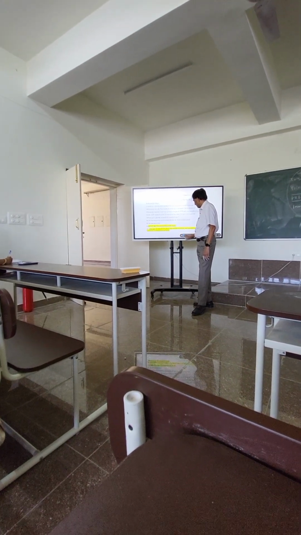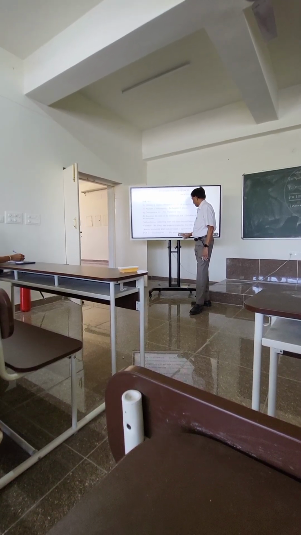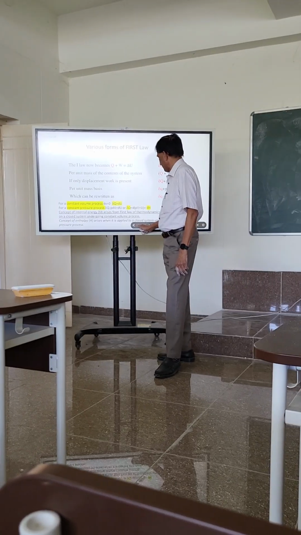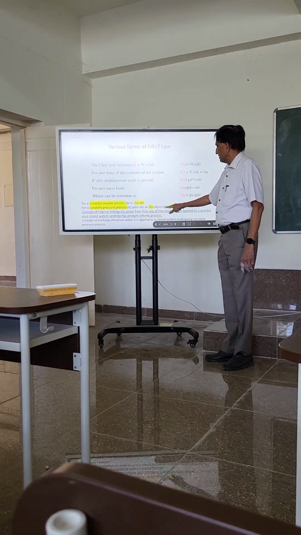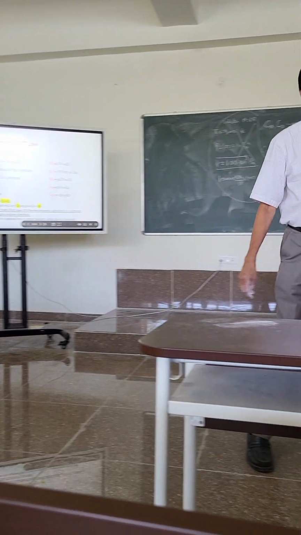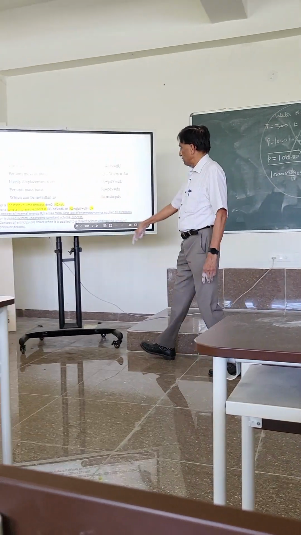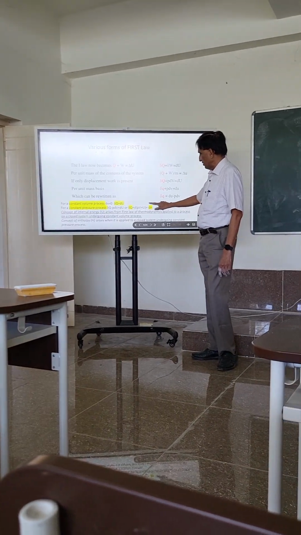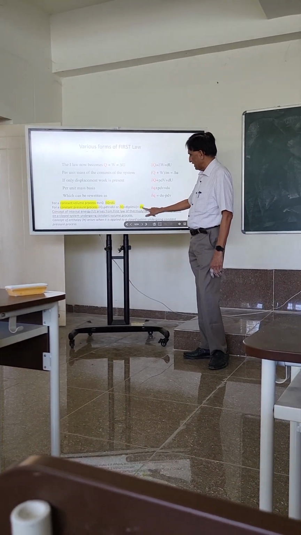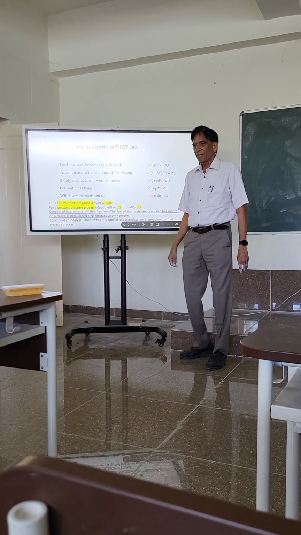Let me find the slide and show it. It was in the last class. So I showed you this Pv plus U. I asked you to treat this as a black box. Pv plus U is called H.